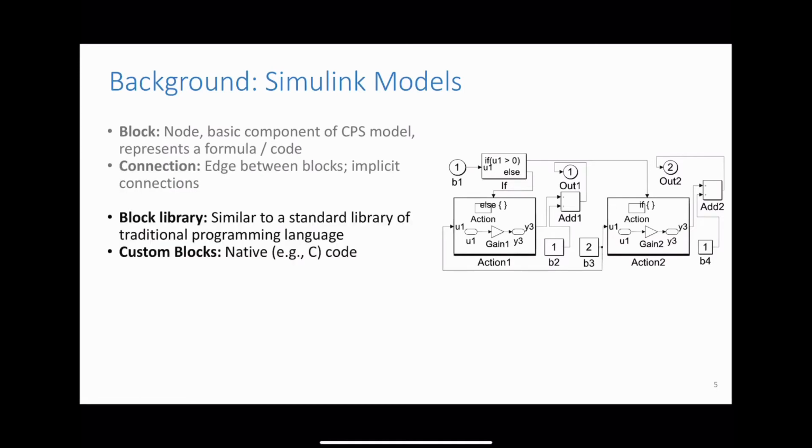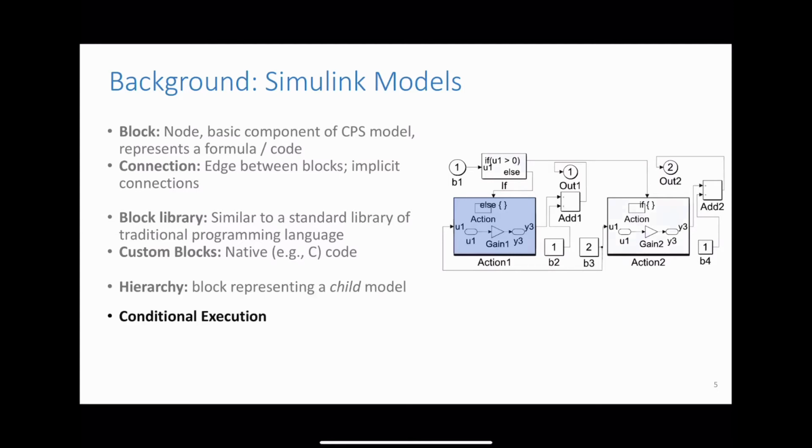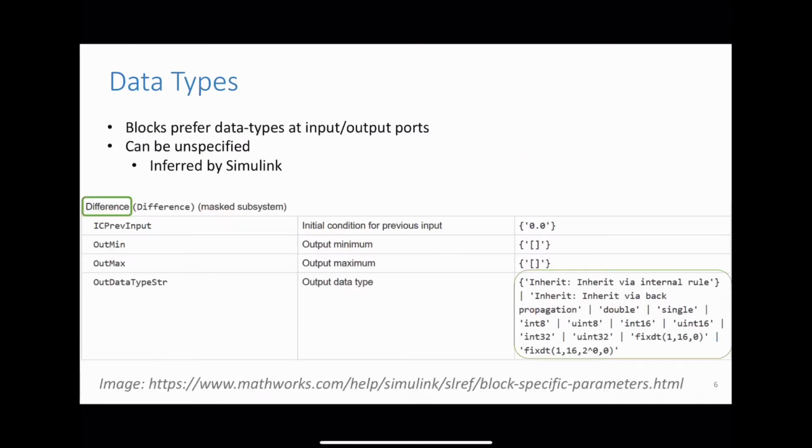We can choose blocks from standard libraries provided by the CPS tool, or can also define custom behavior using native C code. Instead of creating models in a flat hierarchy, engineers would often design models in hierarchy. For example, here the action 1 block is actually comprised of many other blocks. Lastly, we have conditional execution. For example, here based on the input of the if block, either action 1 or action 2 would be selected.